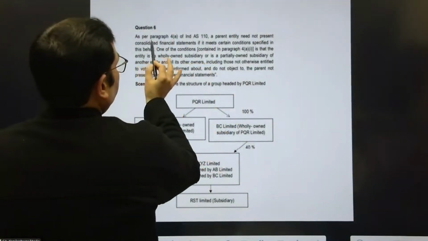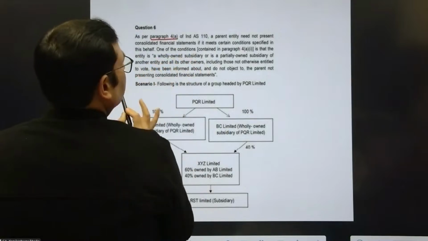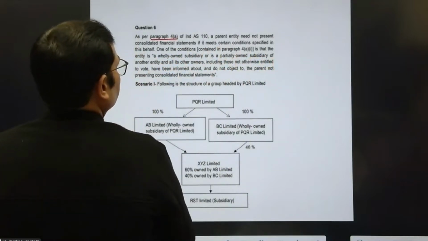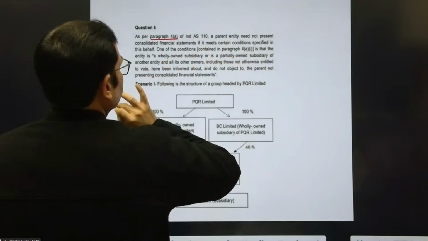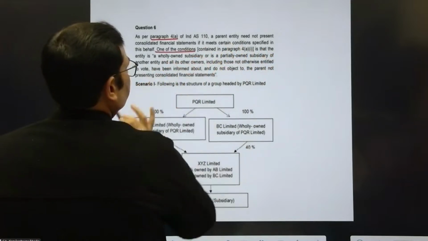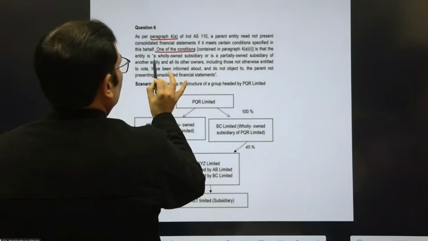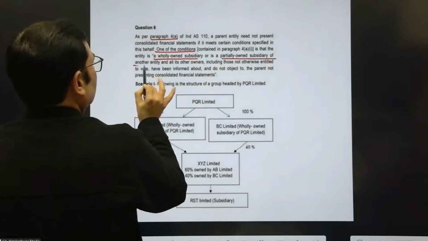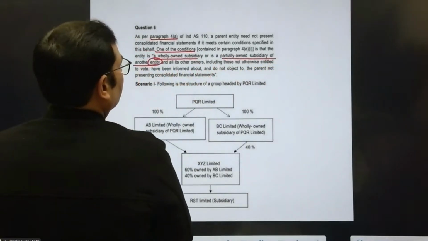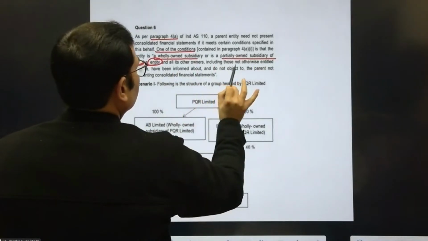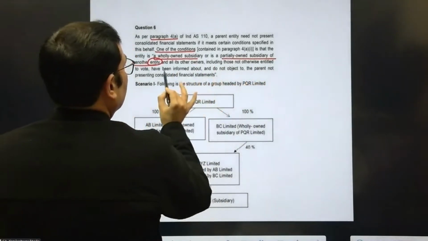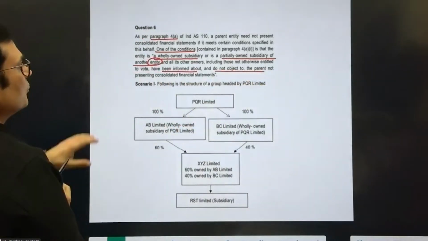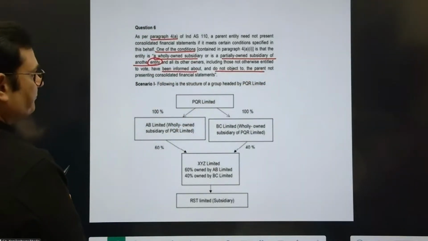It says as per para number 4A, that is condition number 1, a parent need not present consolidated financials if it meets certain conditions, and one of the conditions is that it is a wholly owned subsidiary or a partly owned subsidiary of another entity, and all other owners, including those not otherwise entitled, have been informed and they do not object to the parent presenting consolidated financials. That was my condition number 1.